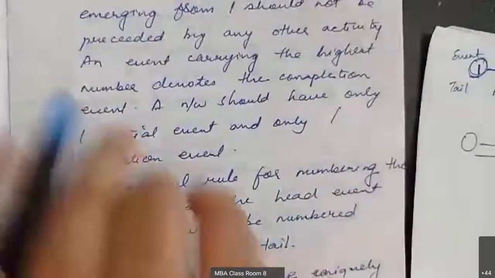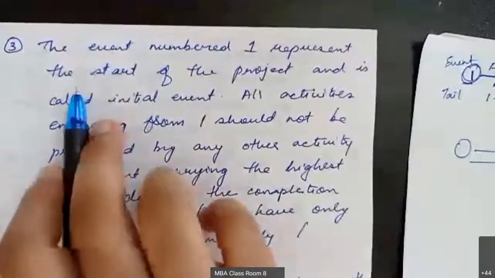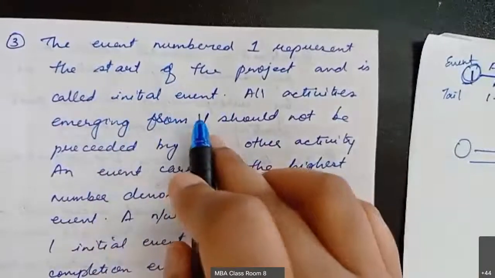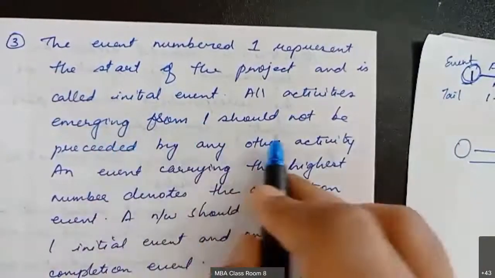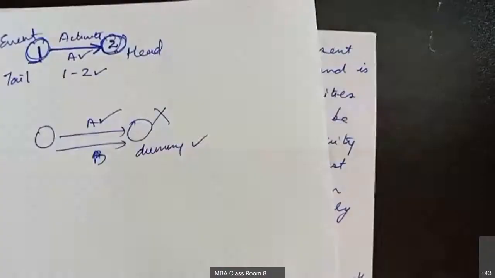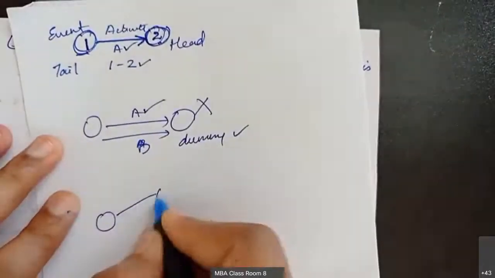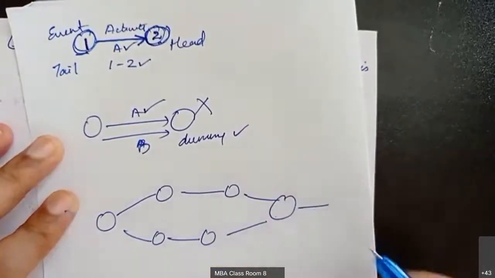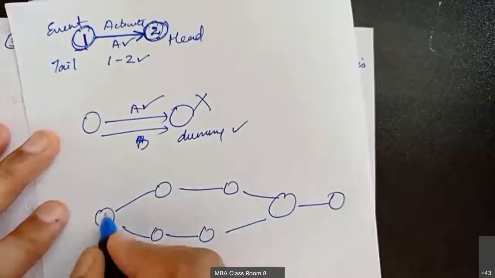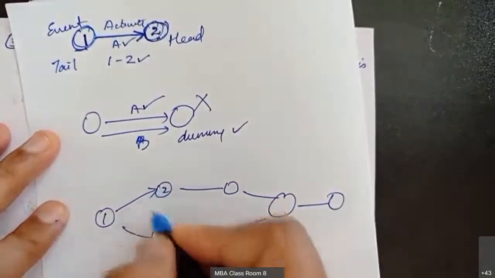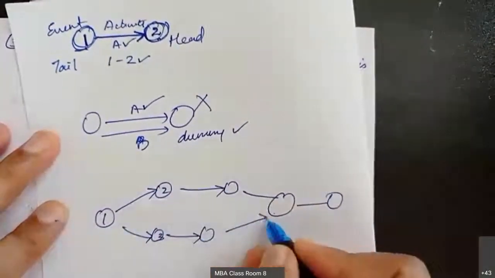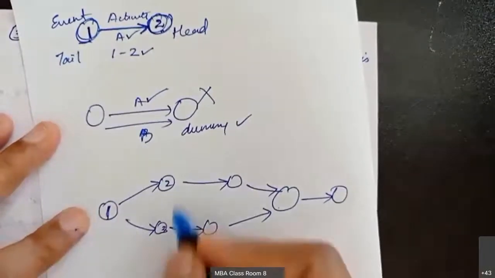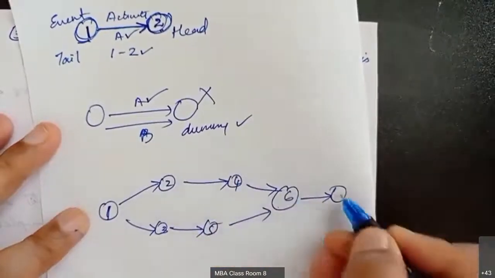Next one, third point here. The event numbered 1 represents the start of the project and is called the initial event. Okay, all activities emerging from 1 should not be preceded by any other activity. So suppose you are having one network diagram like this. This naming I am doing over here. Network diagram should always be represented with arrows. Okay, there should be a direction. I'm representing these events 1, 2, 3, 4, 5, 6, 7.